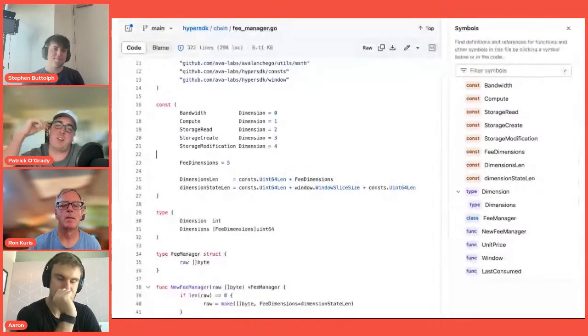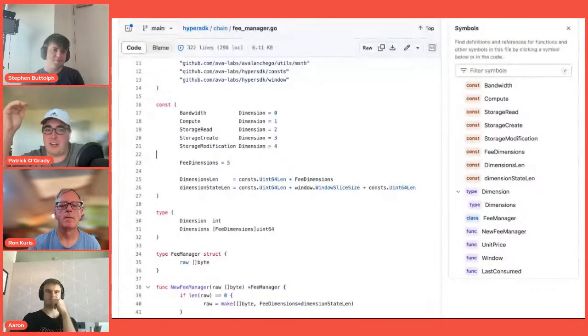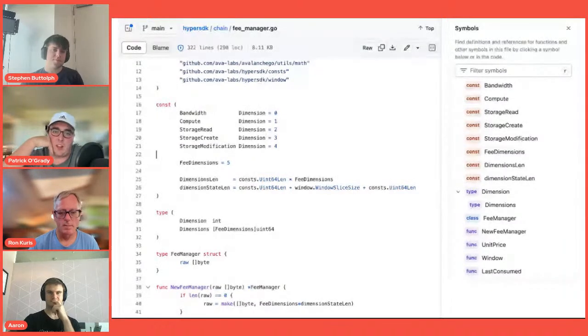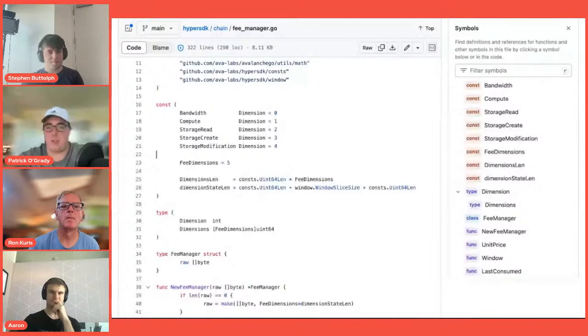So if you have a bunch of modifications going on and then you create something, they're separated. The create dimension has no knowledge or influence by the modification dimension. The reason for that is that modification of state is a very different thing than creation or addition of state, and they should be priced separately.